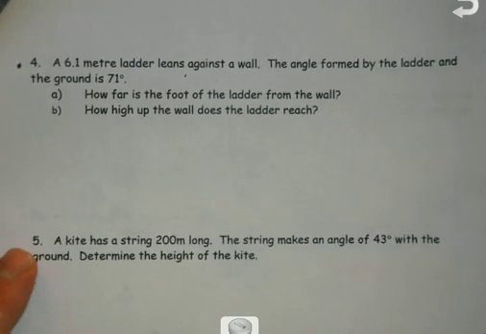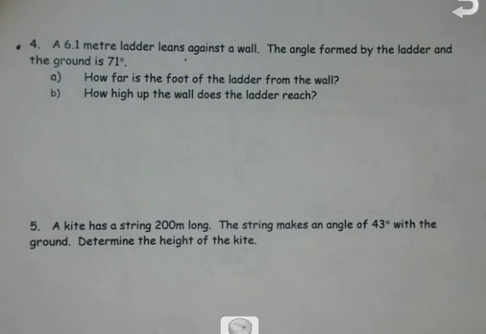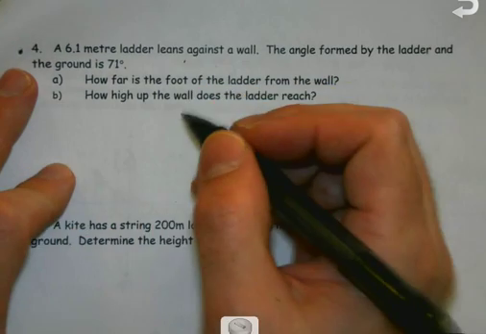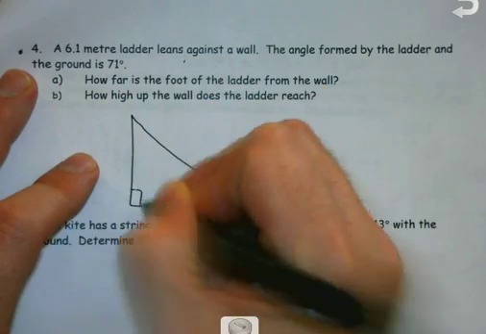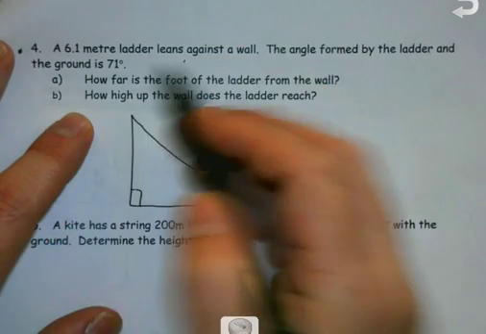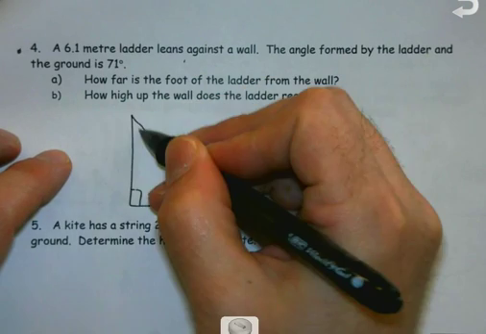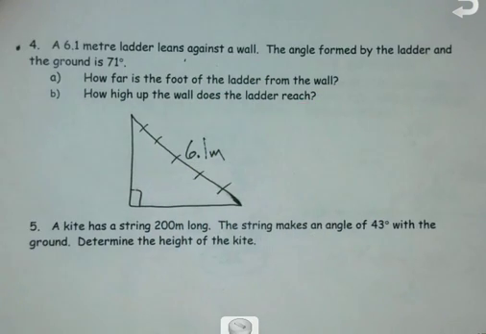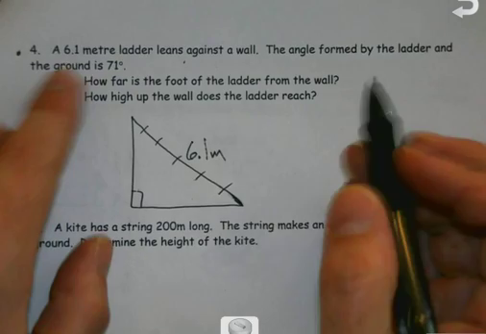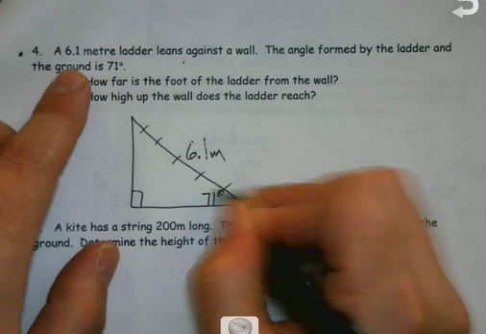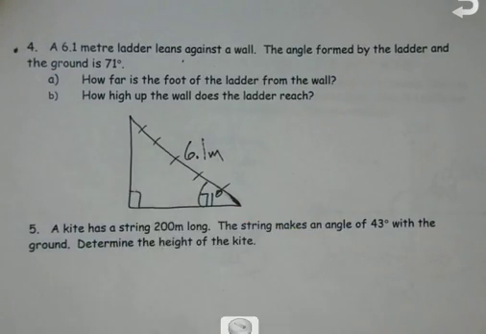Get over here to the back. This is the last one we're going to take care of together. All right, we've got to draw a picture this time. But we know all of these are going to end up being right triangles. So a 6.1 meter ladder leans against a wall. Here's my ladder, make it look more like a ladder. The angle formed by the ladder and the ground is 71 degrees. I've got to pay attention to little words like that. And the ground tells me it's down at the bottom, not up here at the top.